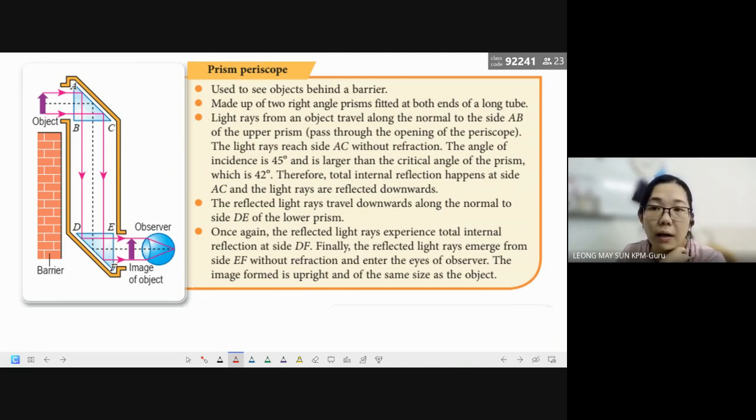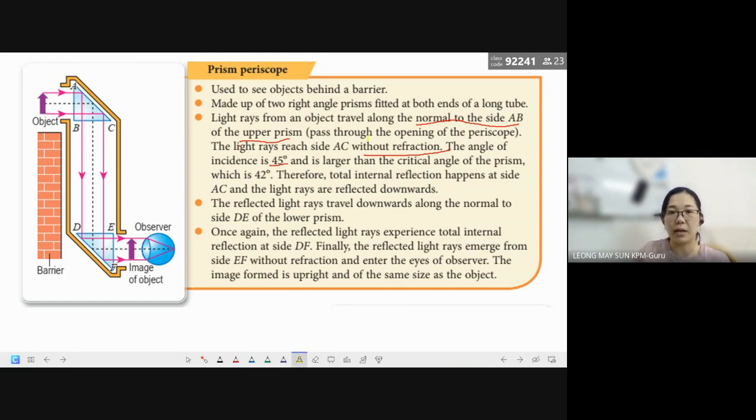So the first mark is, let's see, should be here. Light rays from the object travel along the normal to the side AB of the upper prism, and then it reaches AB without refraction. Why without refraction? Because it is incident at the normal line. The angle of incidence is 45 degrees and it's larger than the critical angle of the prism. Then, let me get the highlighter.